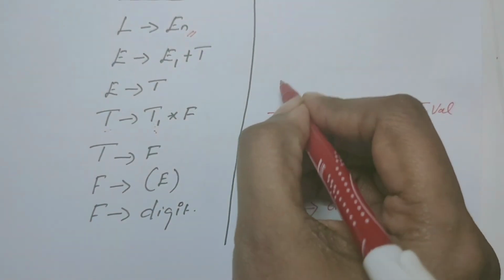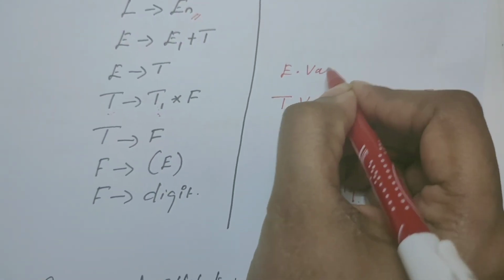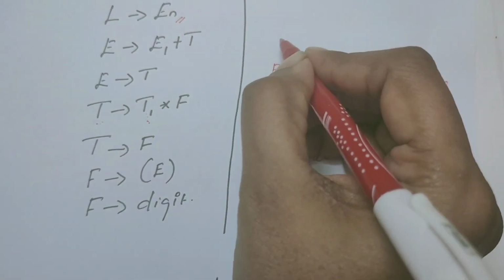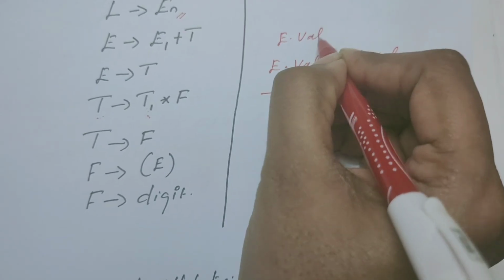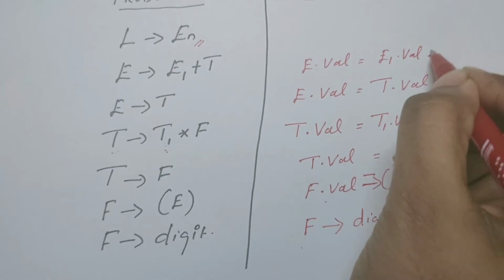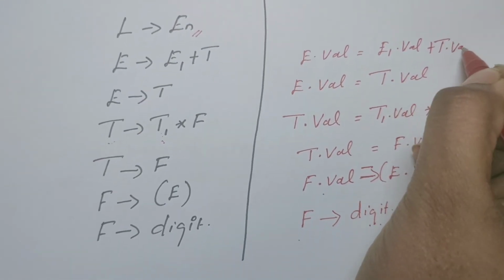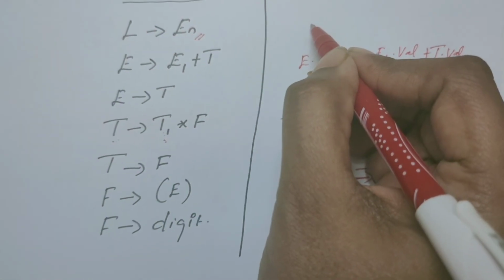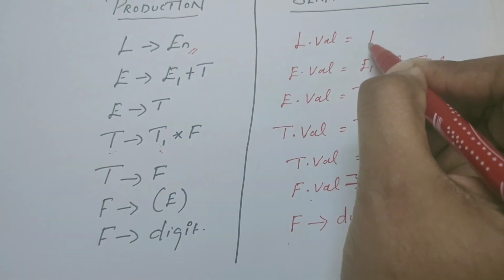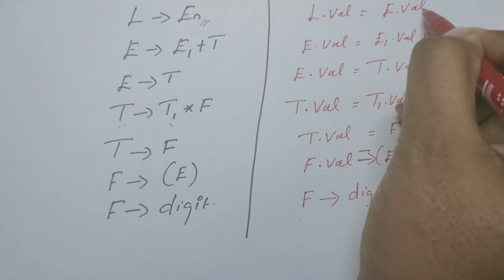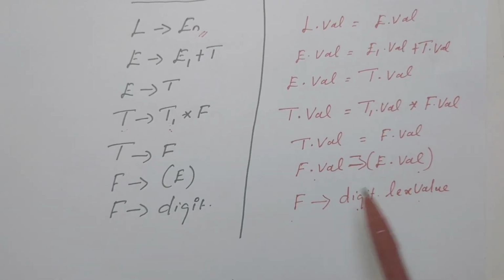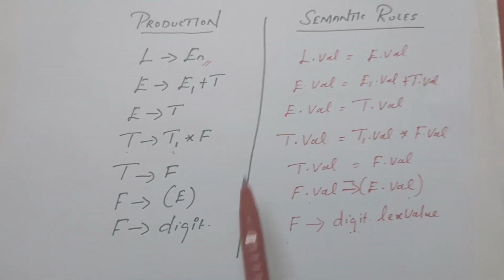Okay, let us move on to the previous rule. E.value is nothing but the value of T. So in the previous rule, E.value, in this case, is nothing but E1.value plus T.value. Now we have come to the first rule. L takes the value from E. So the value of E is being assigned to L, the root node of the parse tree. These are known as the semantic rules.